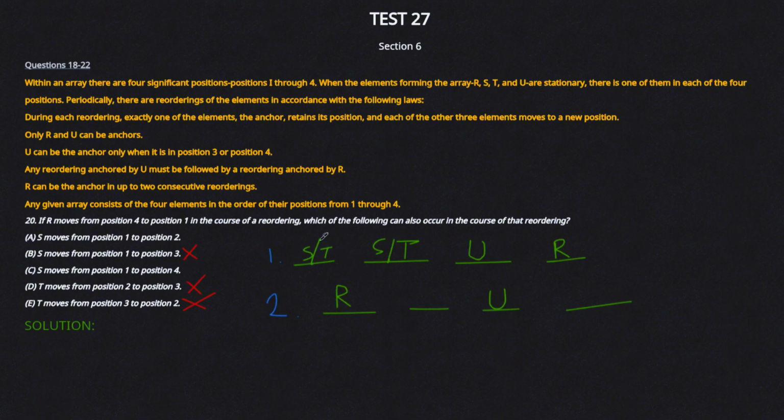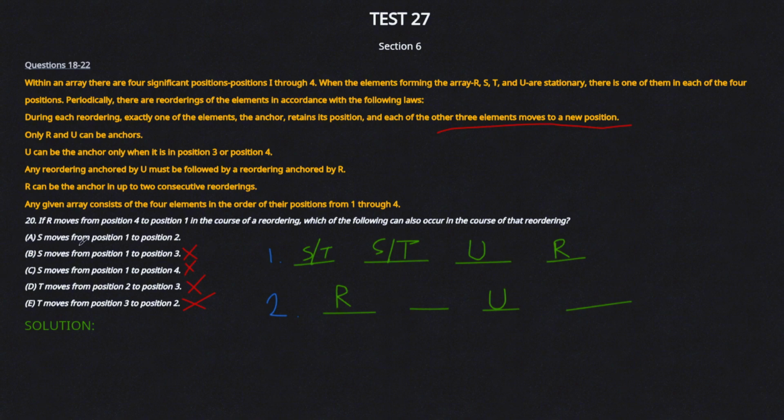Now, if we have S moving from position 1 to position 4, then T will have to retain its original position, which we know will violate a certain condition which is given here. This one, the other 3 moves to a new position. So if S is in number 1 initially and then moves to number 4, then T has to remain at position number 2, which violates this given condition. So option C is crossed out as well.